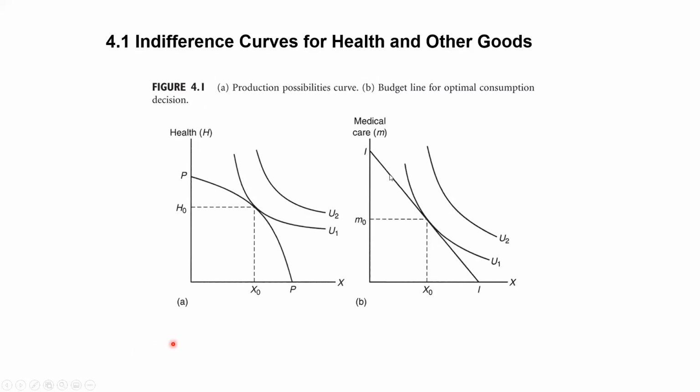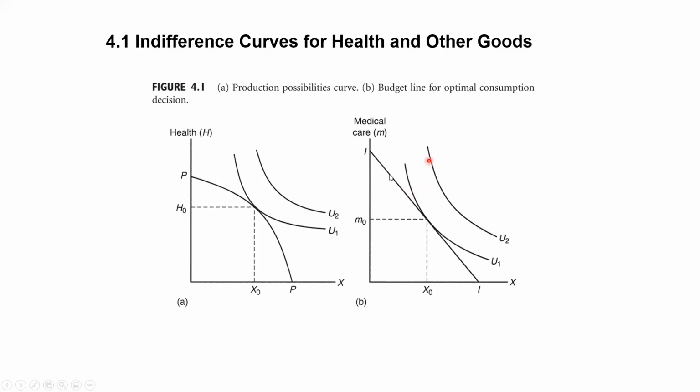So these are the production possibilities curve. Given a combination of H and X, health and the basket of goods X, this is your indifference curve 1 and this is your indifference curve 2, and these are the curves that show that for a given combination of H and X, you will have the same utility or happiness, and this is your budget line for optimization.